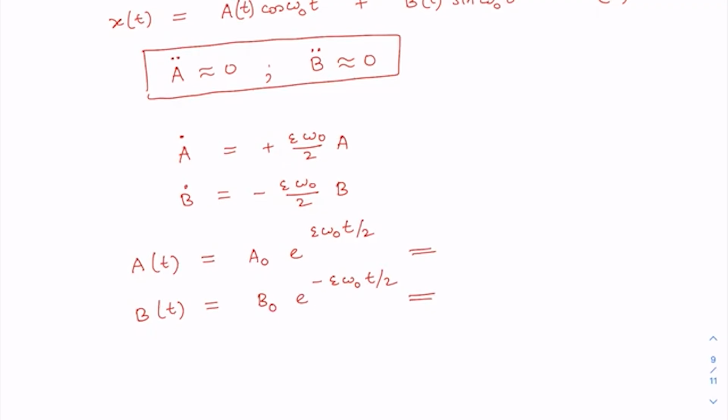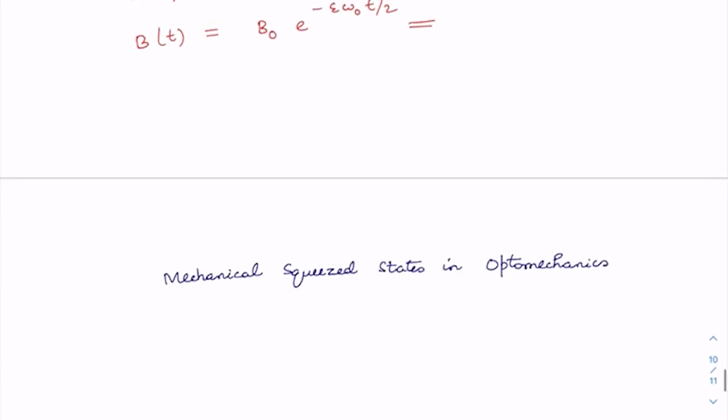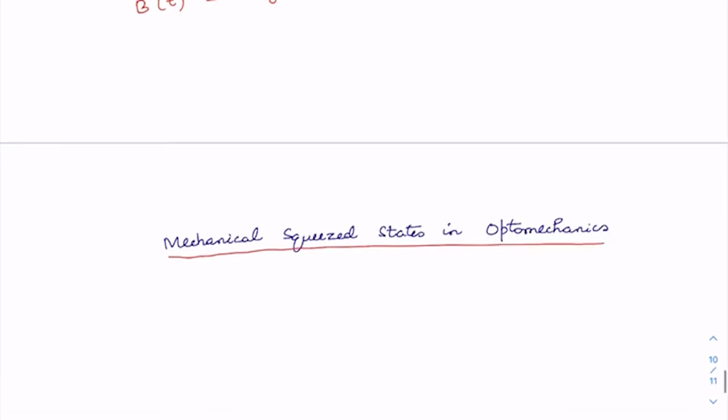Now hopefully you can appreciate if I tell you that in optomechanics we can get mechanical squeezed states by exploiting the so-called optical spring effect. And the optical spring effect we have already studied in great detail in one of the lecture classes. As you know, the optical spring effect simply means that the light field changes the spring constant of the mechanical oscillator, and we can change the spring constant as a function of time by changing the laser intensity.